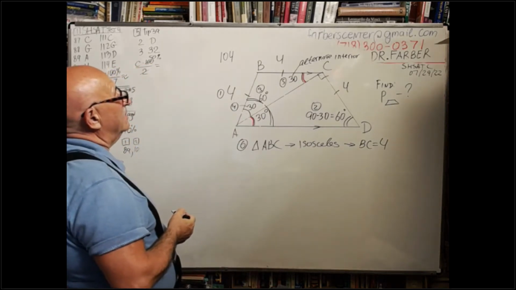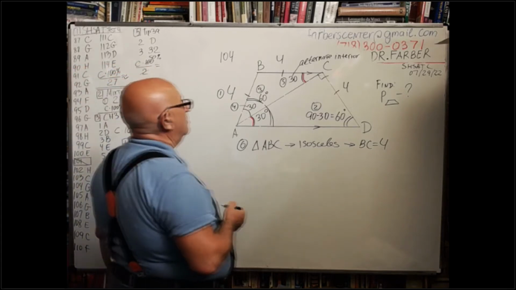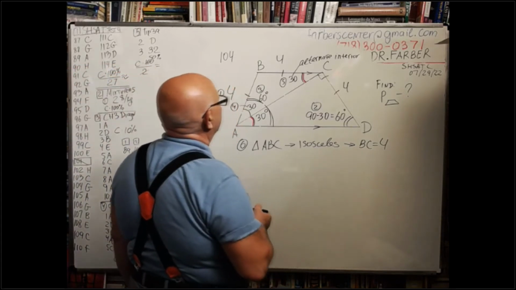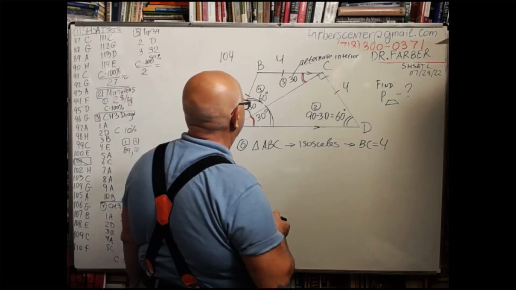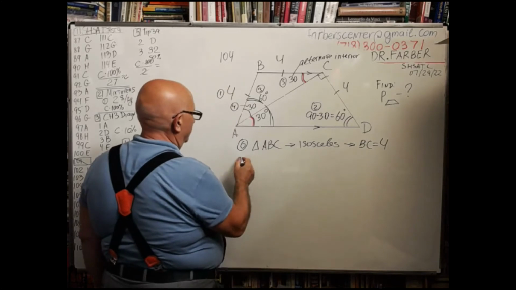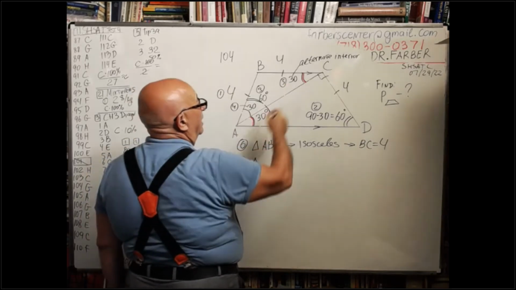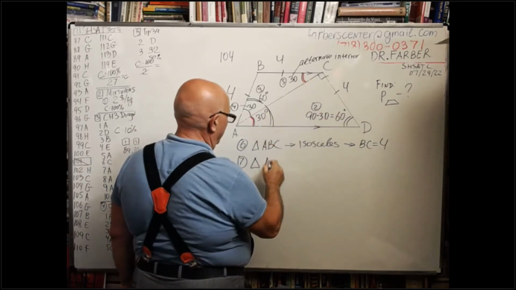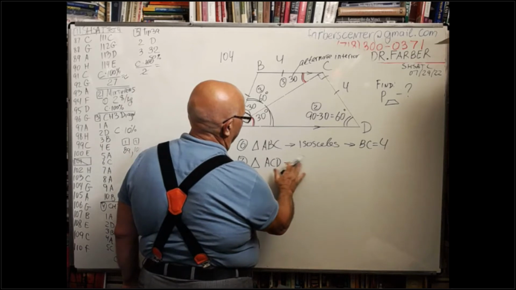So far so good. To find the perimeter of the trapezoid, I have to know the side AD, in triangle ACD, which is the right triangle.